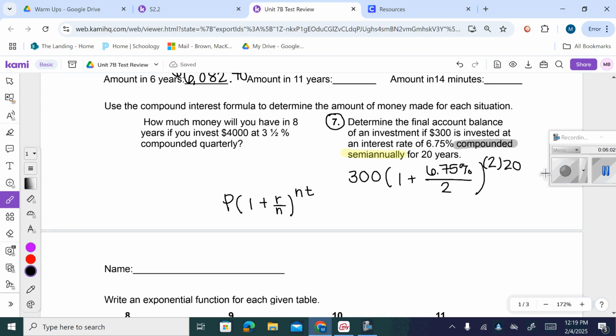Oh, I would've gotten that wrong. Annually would be once. What would be 4? What word is 4? Quarterly. And then monthly would be how many times? 12.